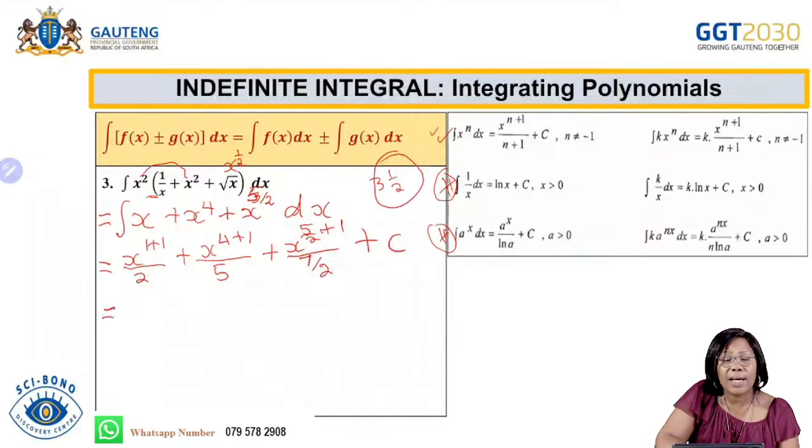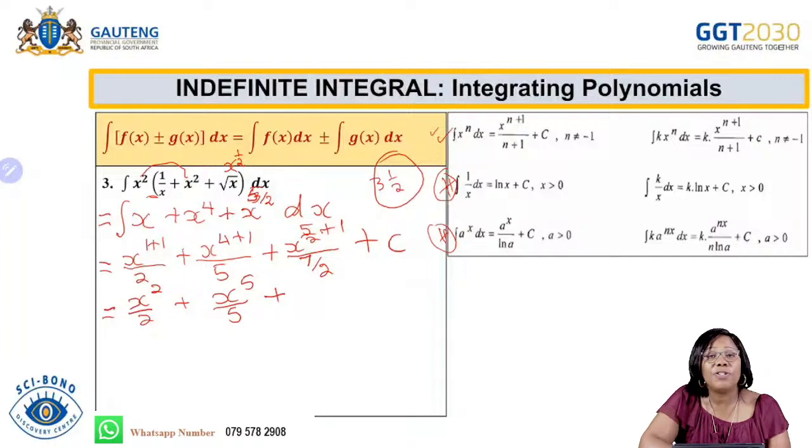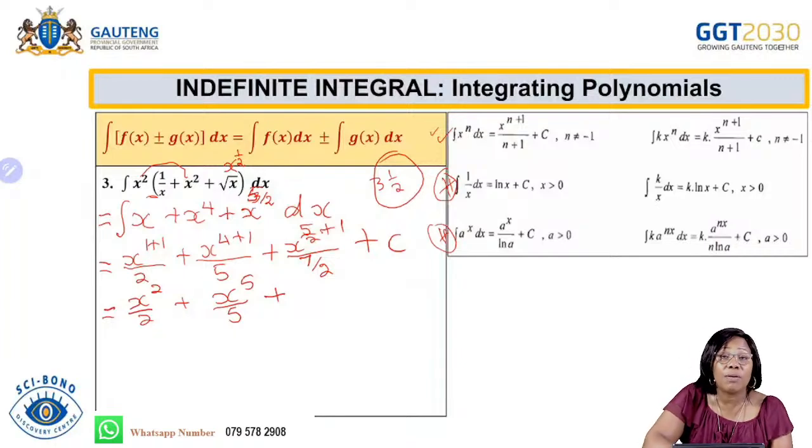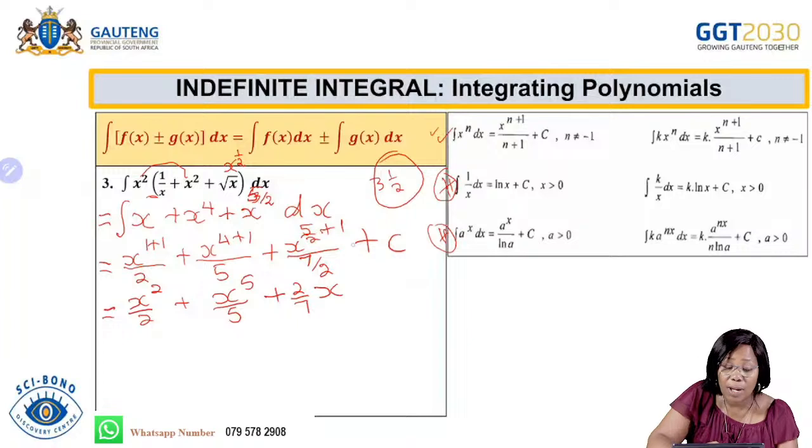Now your final answer will be x squared over 2 plus x to the power 5 over 5 plus, if you divide by 7 over 2 is the same as multiplying by 2 over 7. Therefore, it will be 2 over 7 x to the power 5 over 2 plus 1. That is a 7 over 2 plus c.